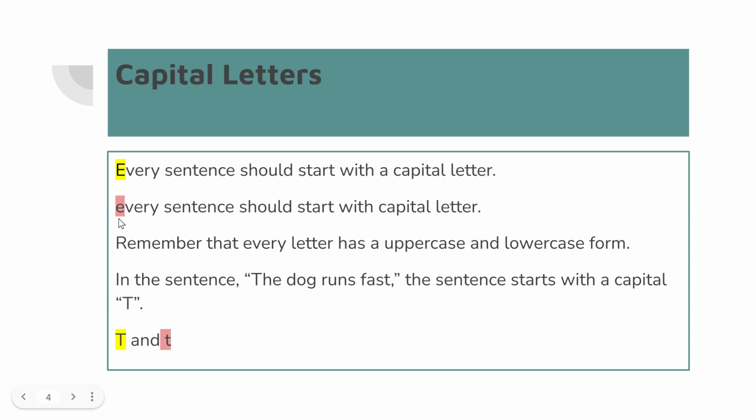Or a capital E. So remember, when you're writing sentences, that every letter has an uppercase and lowercase form, and you need to make sure that you're using the uppercase form when starting a sentence. In the sentence, the dog runs fast, the sentence starts with a capital T. And underneath this sentence, we see a capital T highlighted in yellow and a lowercase t highlighted in red. So you want to make sure that when you're starting your sentence, you start with a capital letter, just like this capital T, or the capital E, or even the capital R in remember.